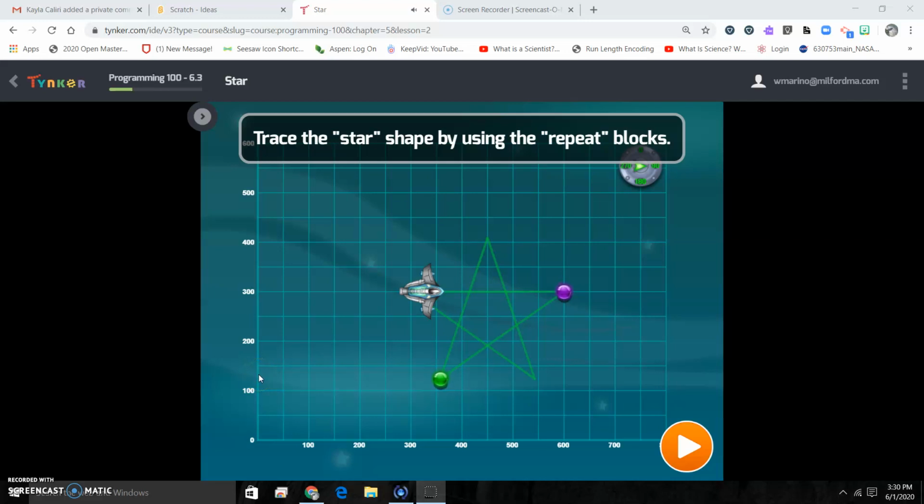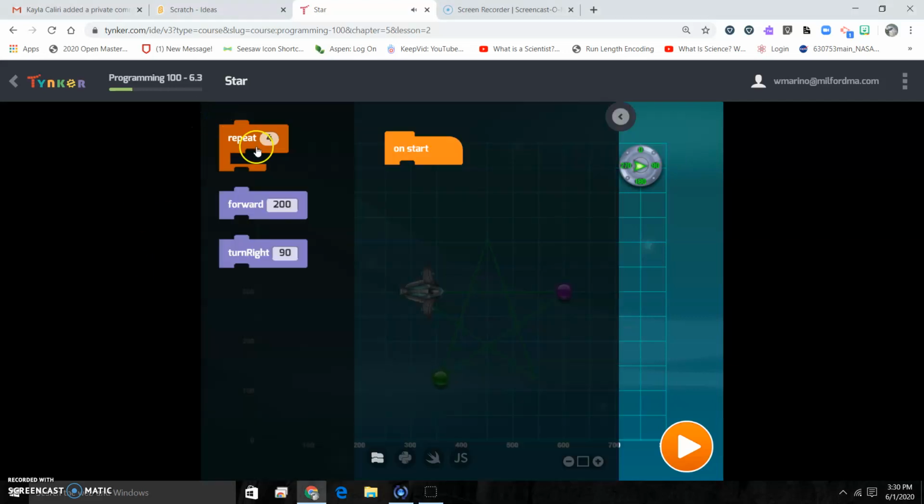So here we have the star puzzle, and it's asking us to trace the star shape by using the repeat blocks. So let's take a look at what we have here. I know I'm going to have to use a repeat block, but the first thing I want to do is test how far do I need to go.